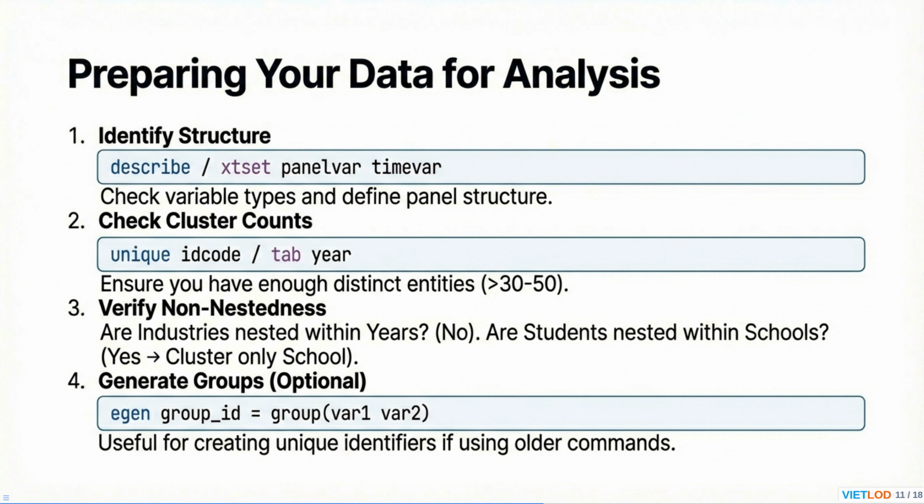Third, verify that your clustering dimensions are non-nested. For example, students are nested within schools, so you would only cluster by school. However, industries and years are typically non-nested, making them suitable for multi-way clustering.